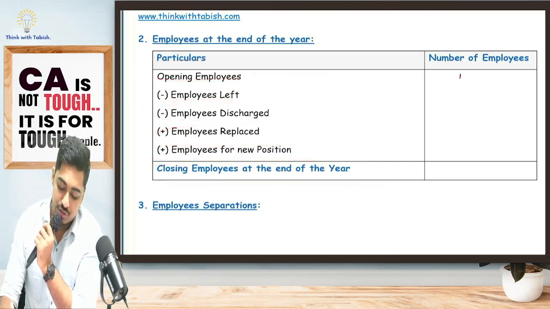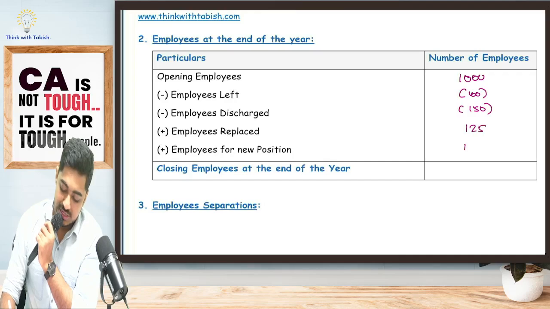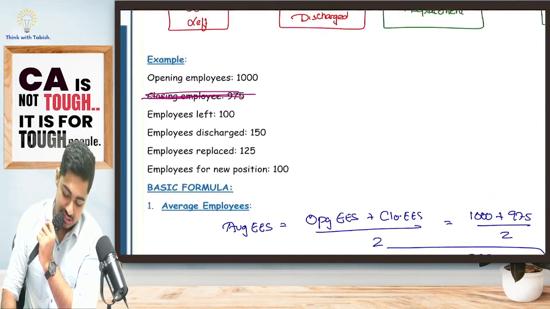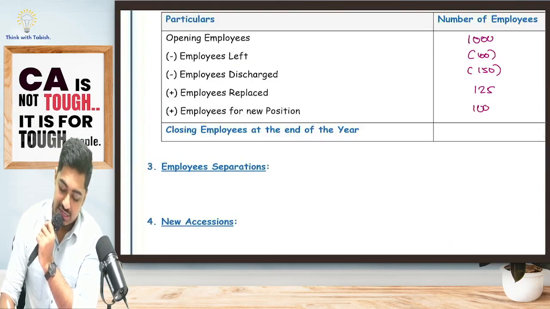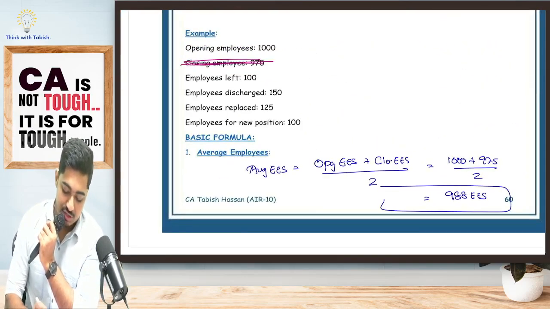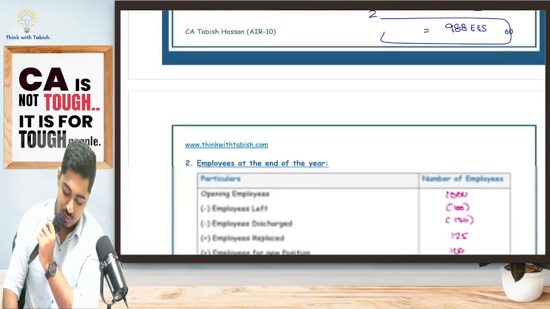If you want numbers also, we can put 1000 was there, 100 employees left, 150 we kicked out, 125 was replaced, 100 for fresh post, something like that were the numbers. So I will be getting 975. Yes or no, everyone? Okay, sir, this is also clear, sir.